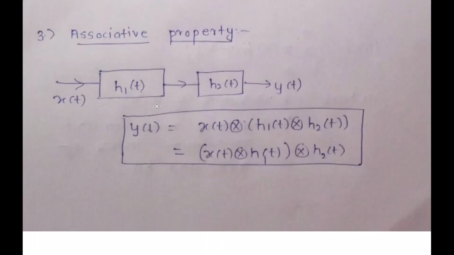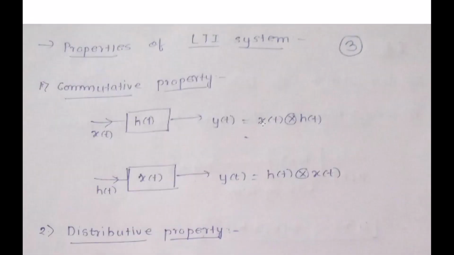Next we have the associative property, in which your y of t is basically x of t convolved with h1 of t convolved with h2 of t. So either you do the convolution of h1 of t and h2 of t and then convolve it with x of t, or you do the convolution of x of t with h1 of t and then convolve with h2 of t. I hope I am very clear with this. This is the associative property, so be very clear with this.